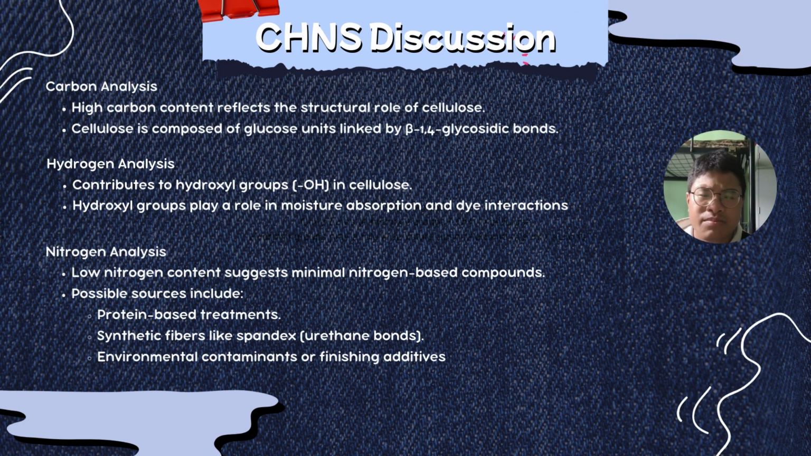What is carbon analysis? Carbon plays an important role in the structural role of cellulose. Cellulose consists of glucose units linked by β-1,4 glycosidic bonds. For hydrogen analysis, it contributes to the hydroxyl group in cellulose, where the hydroxyl group plays a role in moisture absorption and dye interaction. For nitrogen analysis, low nitrogen content suggests minimal nitrogen-based compounds, where possible sources include protein-based treatment, synthetic fiber like spandex, and environmental contaminants or finishing additives.